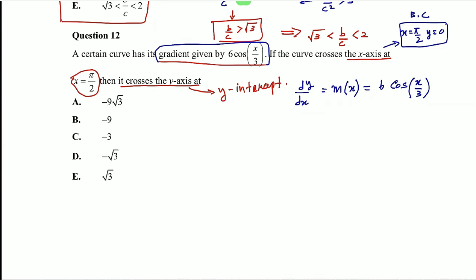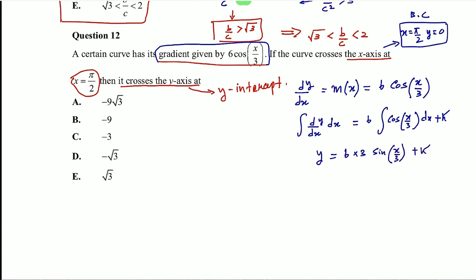They're asking some y-intercept. So that means you are obviously going for the integration. Why? Because when you integrate, the boundary condition helps you to find the unknown constant, right? So you integrate dy/dx, dx here. So it's going to be 6 integration cos x divided by 3 dx, right? Plus integration constant k comes out. So from here you get y. So it's going to be 6. So this is going to be what? This is going to be 3 sine x divided by 3 plus k. So that integration is pretty straightforward.